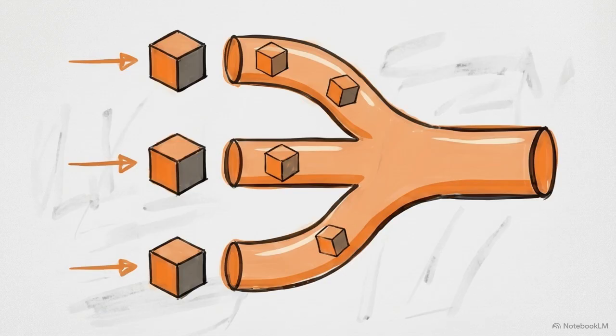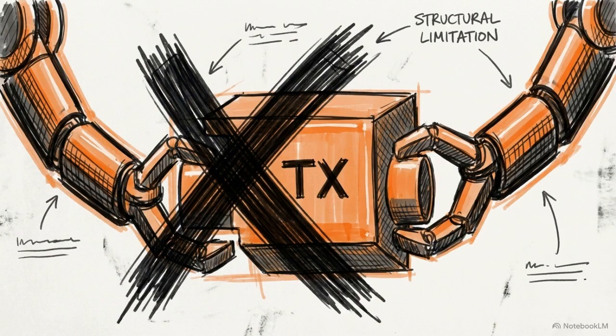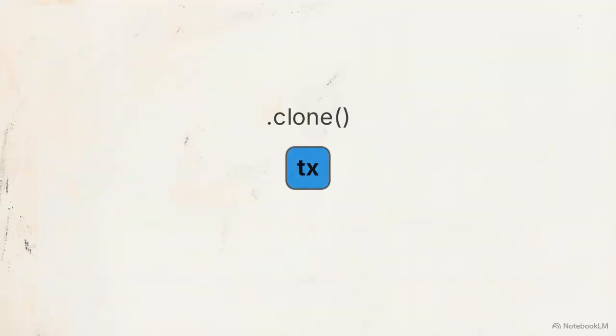The mpsc module stands for Multi-Producer, Single Consumer. The architecture naturally supports multiple distinct threads sending data to a single receiver, but we face a structural limitation. Because of strict ownership rules, a single transmitter handle cannot be moved into multiple spawned threads simultaneously. Calling .clone on the original transmitter generates identical sending handles.